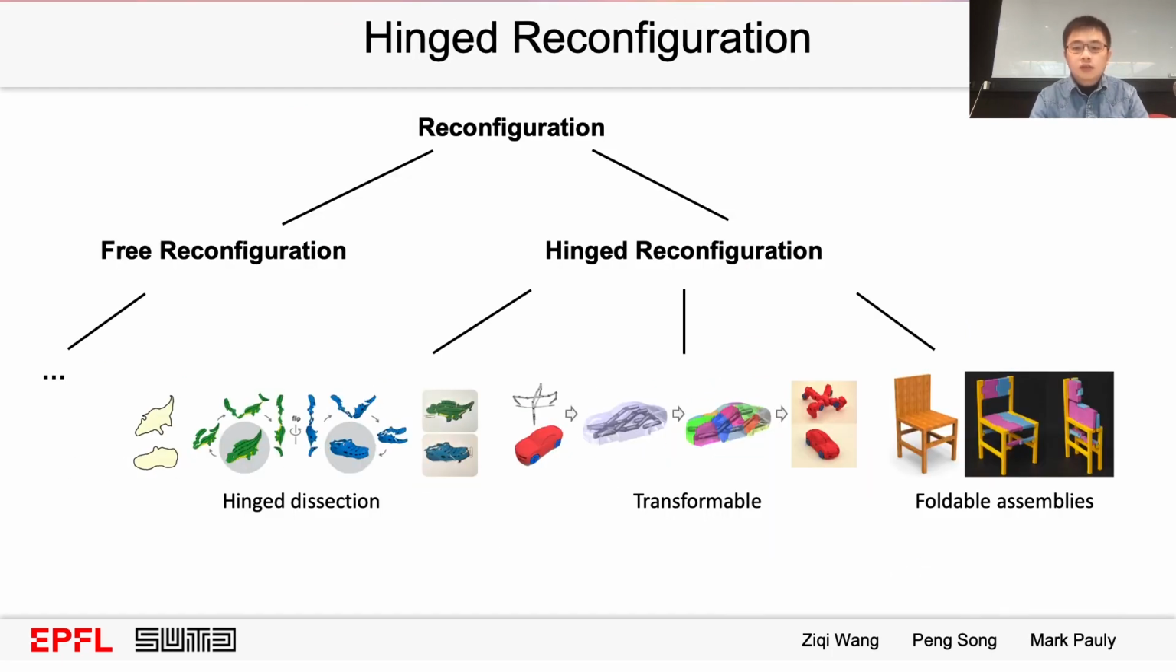Designing hinged reconfigurable assemblies requires creating not just a common set of parts, but also hinges among them. We classify the hinged reconfigurable assemblies into three classes. First, a special geometric dissection called hinged dissection. Second, the transformables that can shift across different shapes. Third, the foldable assemblies for space saving.